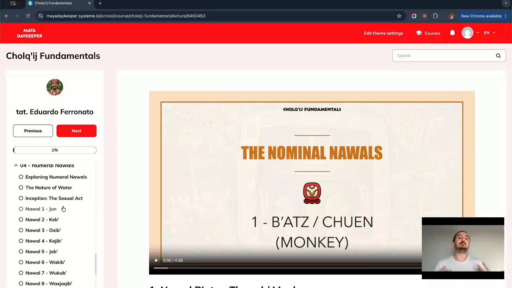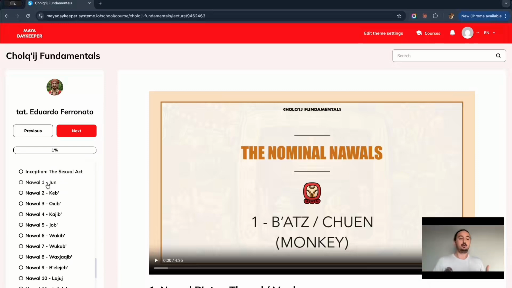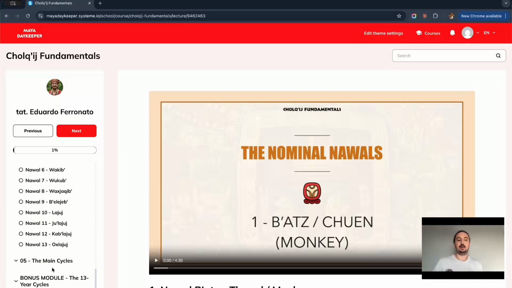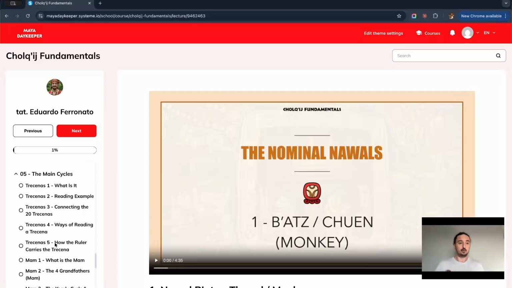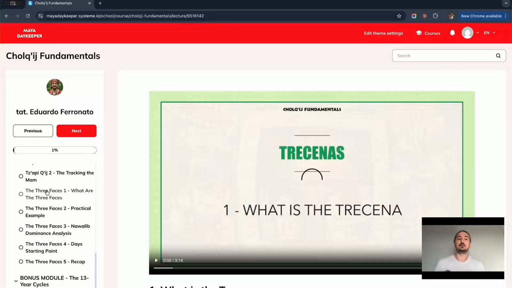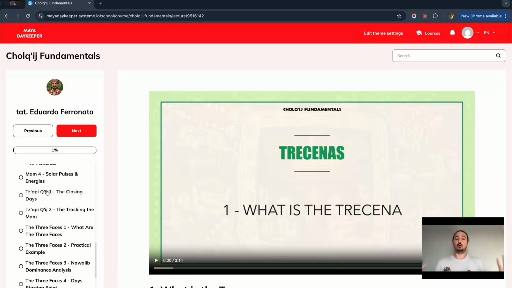the sexual act is important to the observations and how that affects the person. And I go through each one of the 13 of them doing the same thing. And in the 5th module of this course, I talk about the main cycles. So after understanding the foundations, the nominal Nawals and numeral Nawals, we start understanding the main cycles. That is the Trecena, the Veintena, and the cycle of the moon, that is the year. So here I teach you how they work, how they connect to each other, so you can have a full frame of how the Maya calendar works.